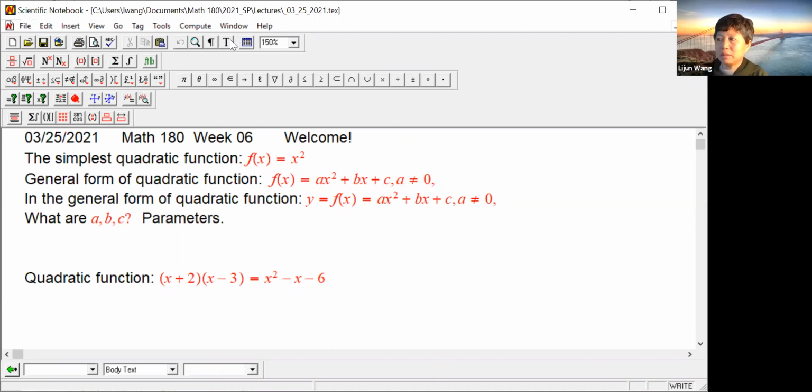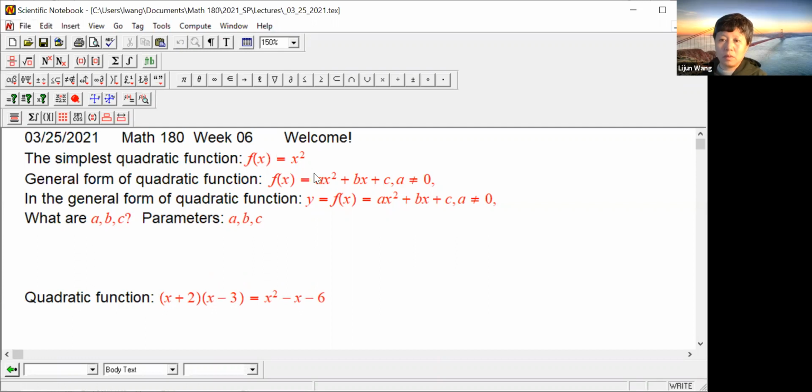In comparison, x is called a variable. y is called a variable. Do you guys follow me? What's the difference? Parameters are a, b, c. When we assign different values for a, b, c, we will get a different quadratic function.